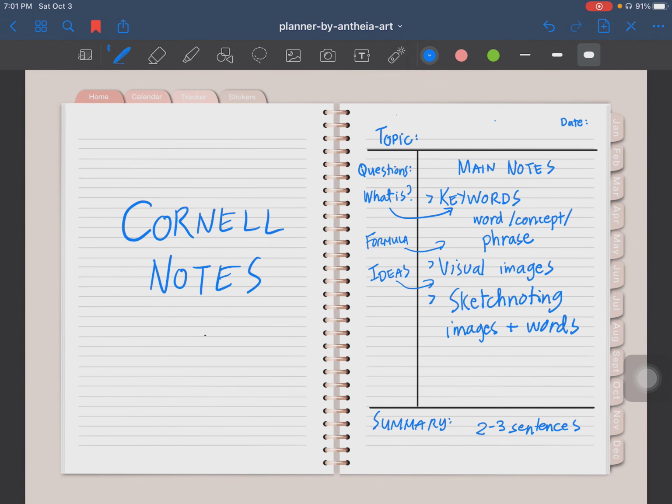So that's it. Every time that I ask you to make Cornell notes, you will be writing it on the right side of your ISN following this format. We have the main notes here, wherein you are going to only write keywords, important words. You will be writing the questions on this side, and the bottom part will be the summary. So that's it.